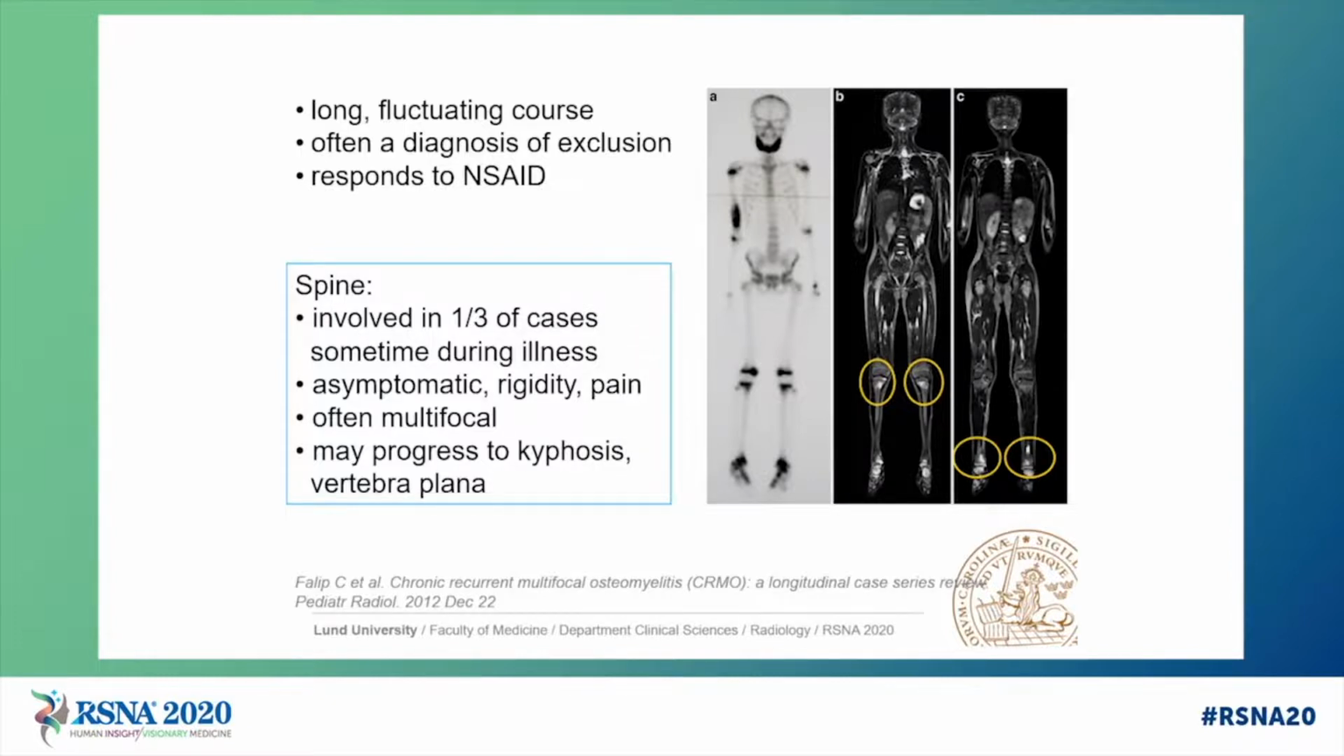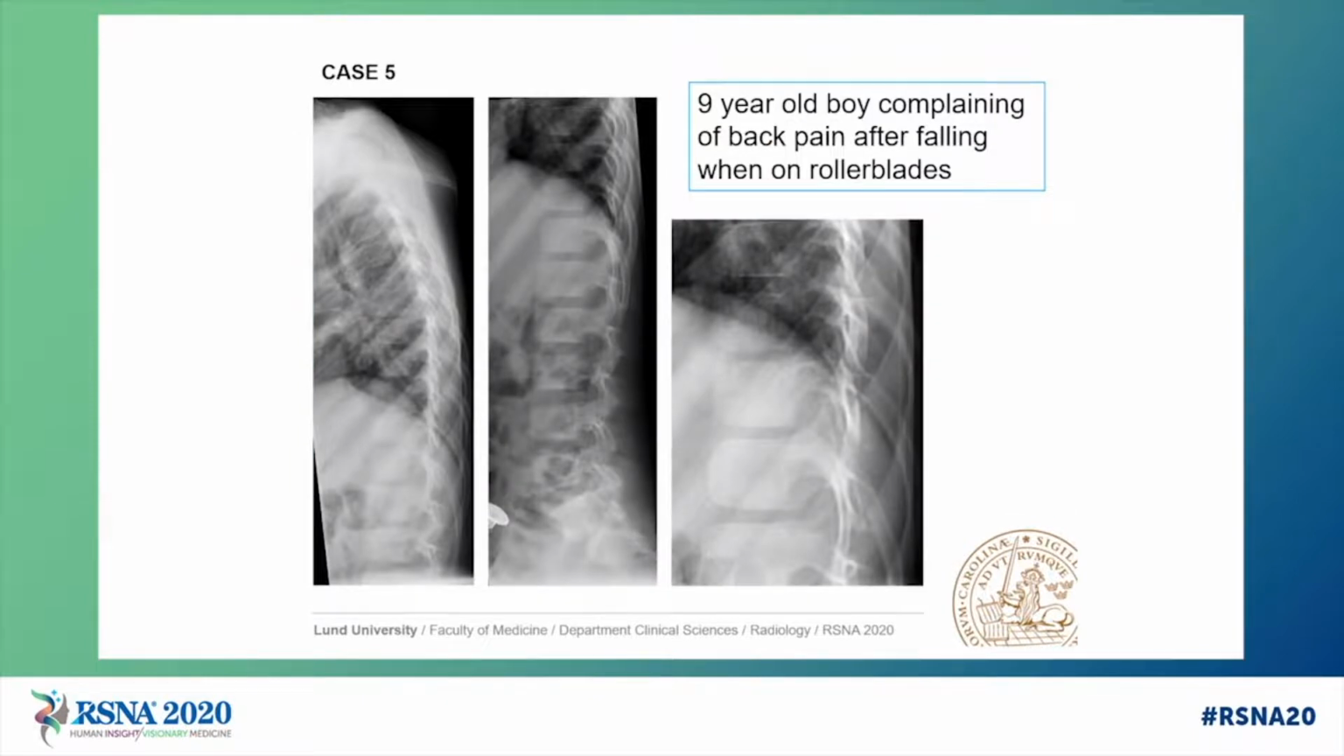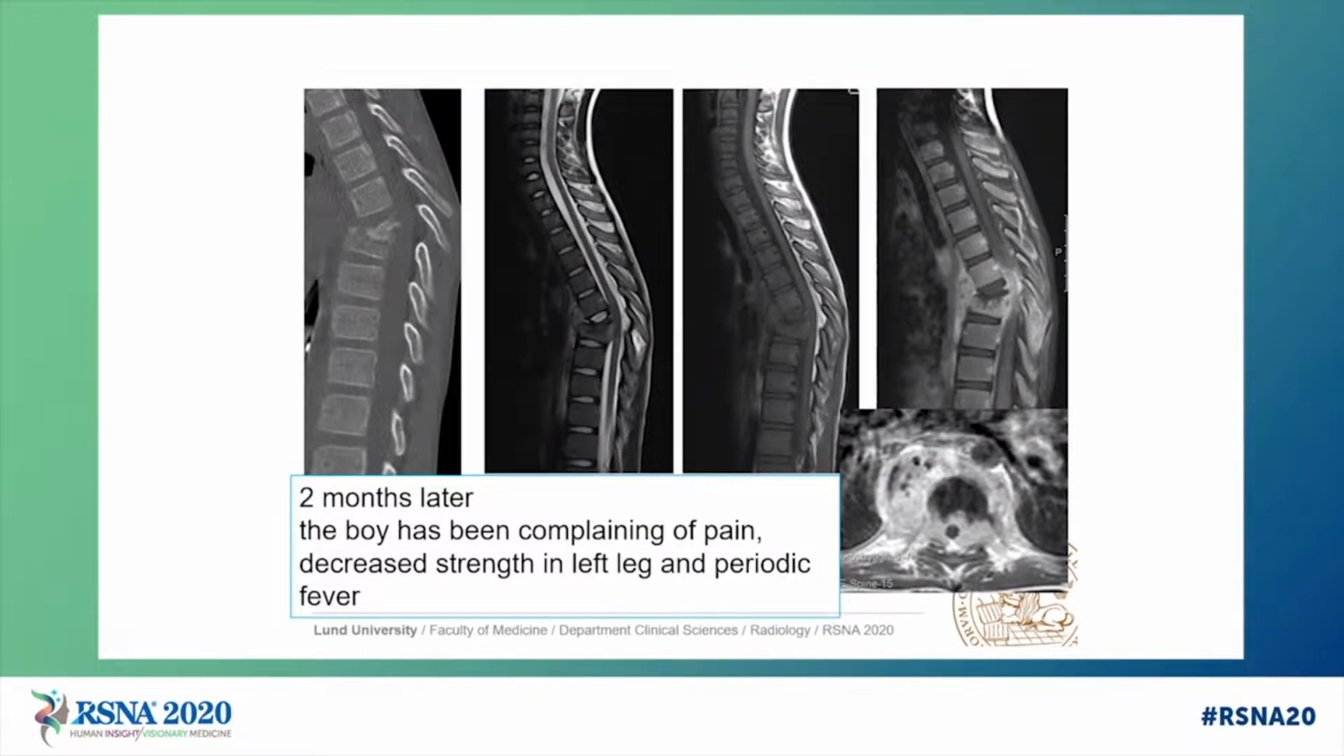Final case, a 9-year-old boy complaining of back pain after falling on rollerblades. These plain films do not demonstrate any fracture or malalignment. He comes back 2 months later, complaining of continuous pain and now decreased strength in the left leg, and he also presents with periodic fever.